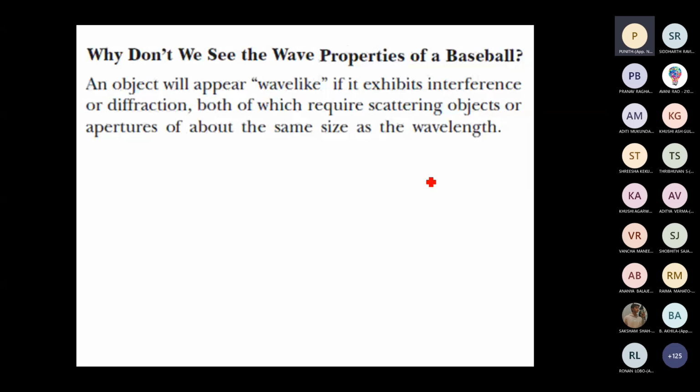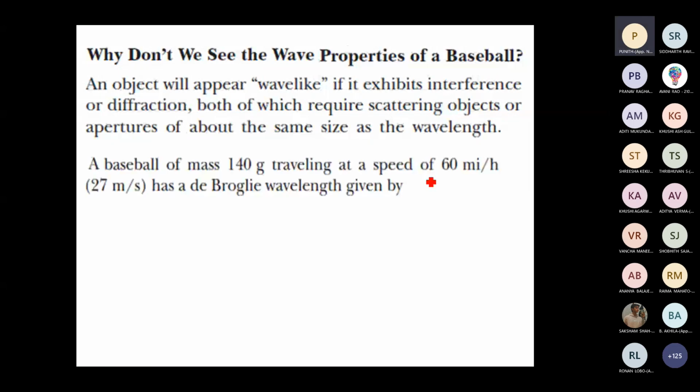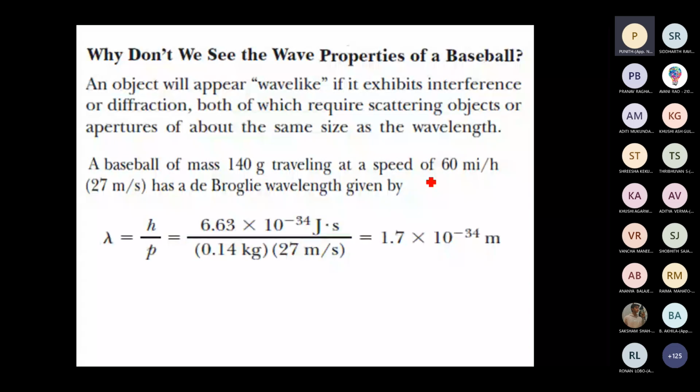Suppose you take a baseball, let us say a 140-gram baseball traveling at 60 miles per hour, which has a de Broglie wavelength of 1.7 times 10 raised to minus 34. Now, this wavelength is too small, right? What should be the size of the aperture? It should be comparable to it. Can we observe the pattern using this wavelength? No, sir, we can't.